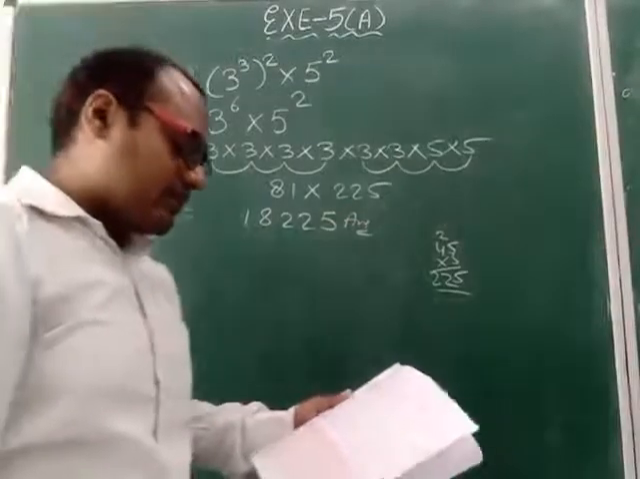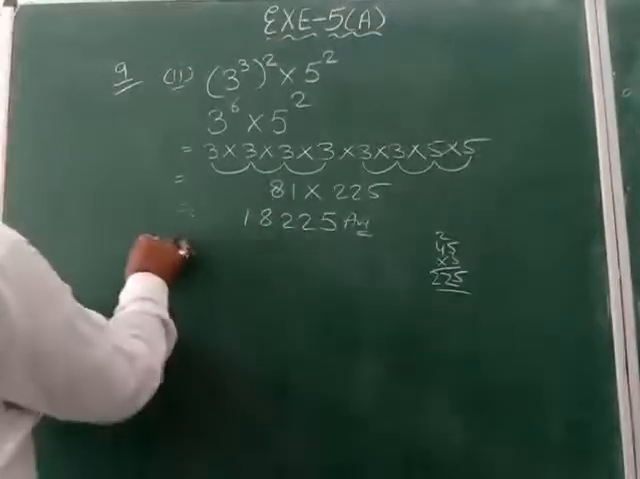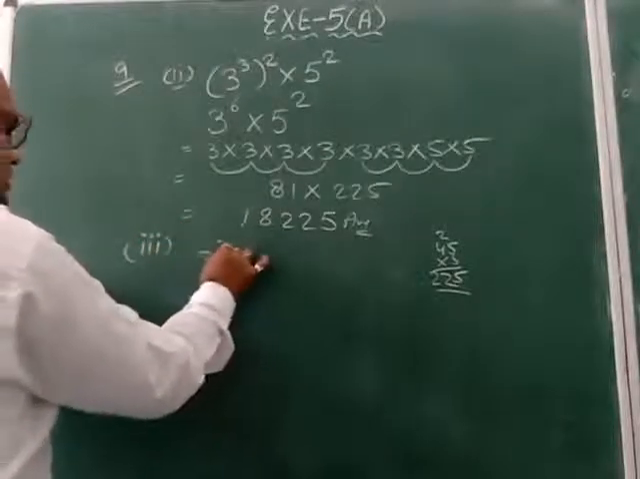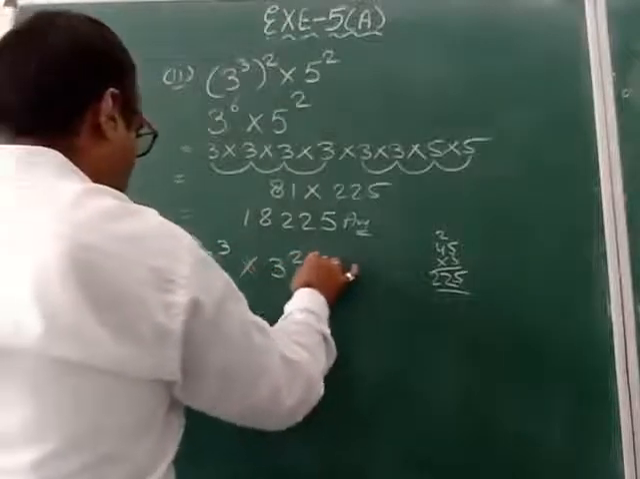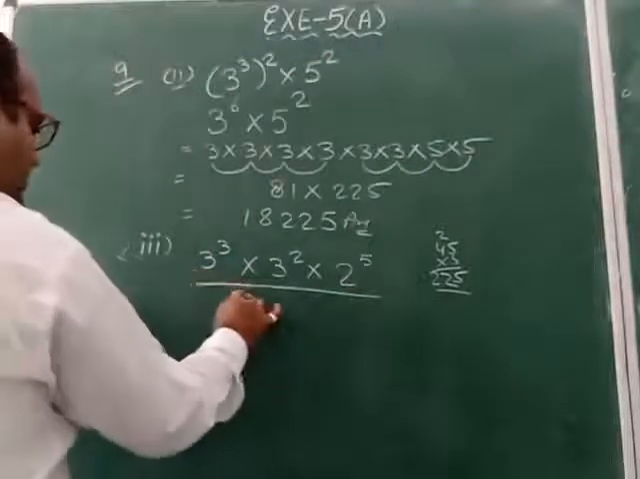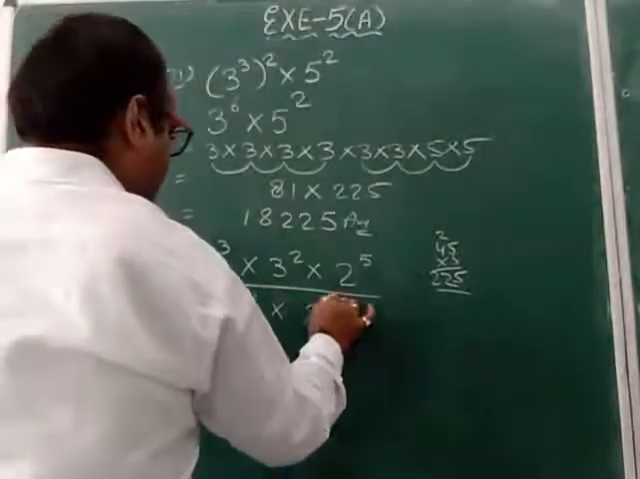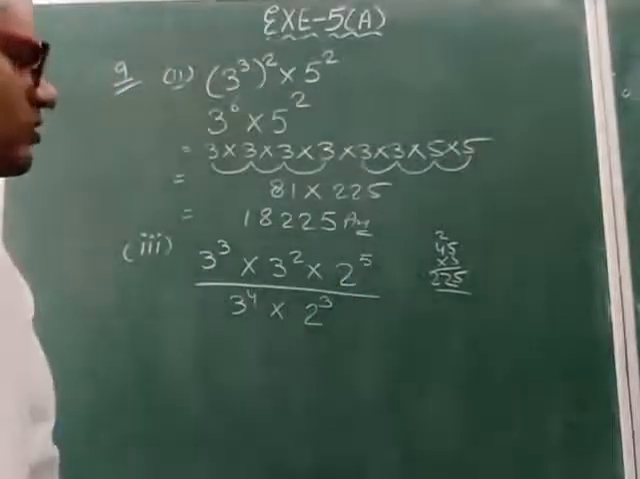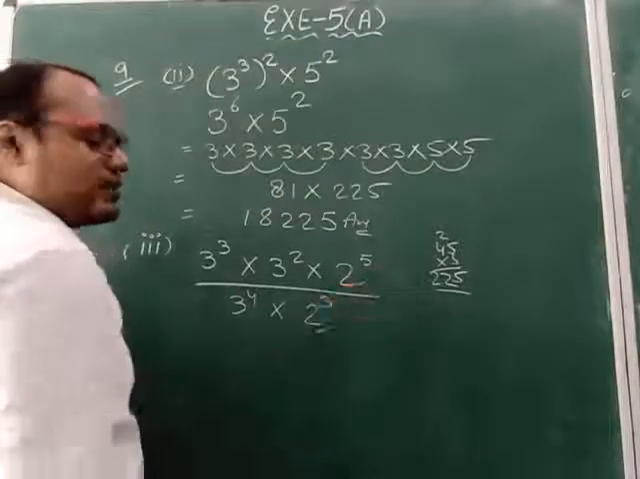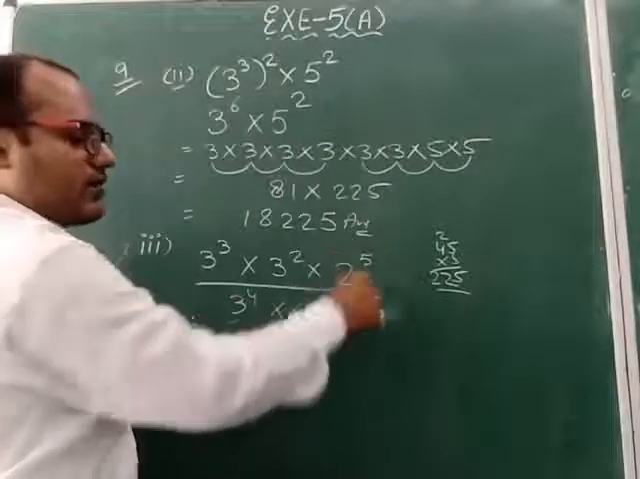Now see another part, part number 3. Third part: 3 power 3, 3 power 2, 2 power 5 upon 3 power 4 multiply 2 power 3. So first of all, what do we have to do? The bases are the same. Here the power of 2 is 3, here the power of 2 is 5.